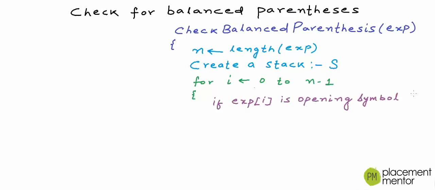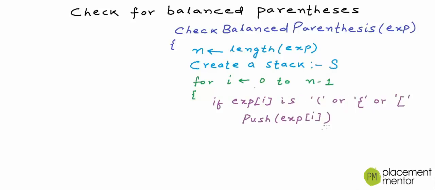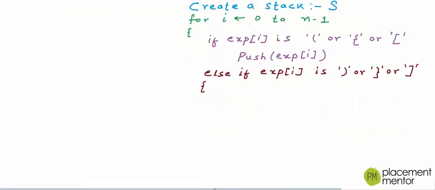While scanning, if the character is an opening symbol, if it's an opening parenthesis or opening curly brace or opening square bracket, we can push that character onto the stack. Let's say this function push will push a character onto S. Else, if expression[i], the character at the ith position while scanning, is a closing symbol of any of the three types, we can have two scenarios.